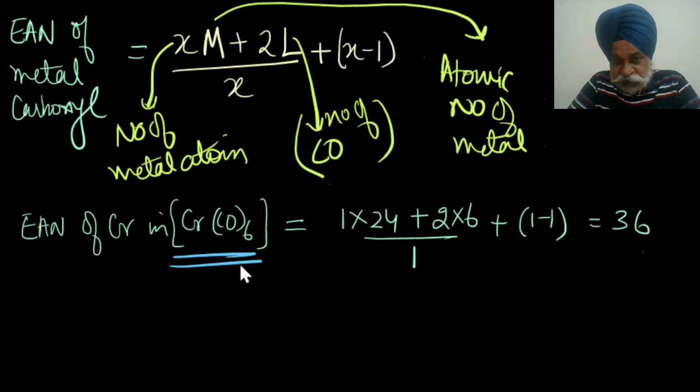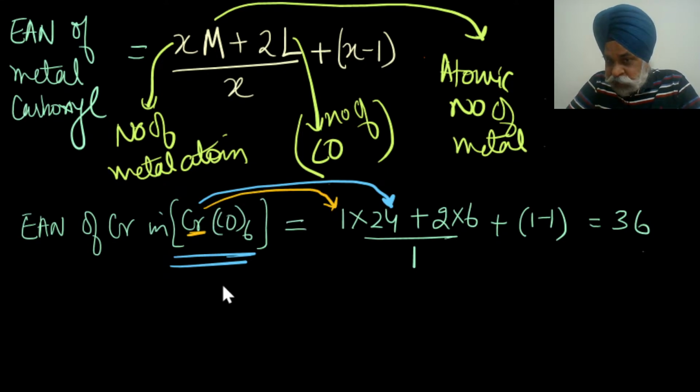Just like in this case, if I would do it, chromium's atomic number is 24, that is the M, and how many chromium atoms do I have here? 1. Is it okay? And carbon monoxide, 2 into L. L is the number of carbon monoxide, so carbon monoxides are 6. X, we have already said, is the number of central metal atoms or chromium atoms. So here also you happen to get the answer as 36.